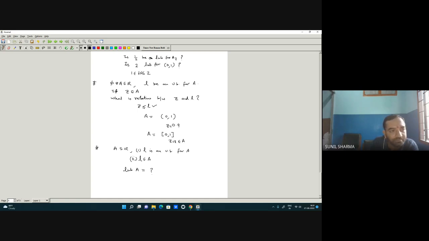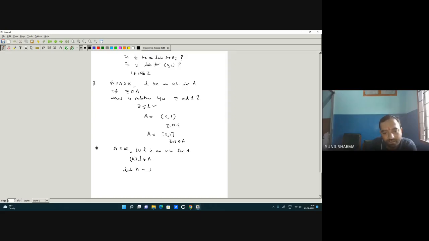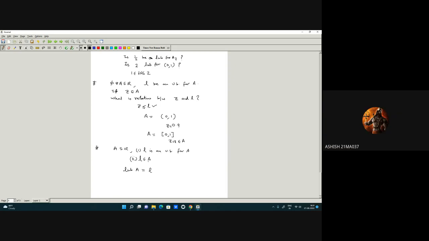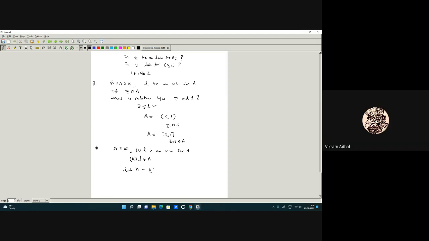Yes, Ashish. Sir, L. The least upper bound for A is L. Why do you say that L is the least upper bound for this set A? Sir, L belongs to A and is an upper bound. So L is the upper bound for this set A, and L also belongs to A. So every element of A is less than or equal to L. No, but wait, we need to prove it. That doesn't tell me that L is the least upper bound.